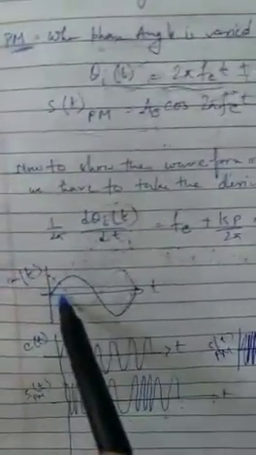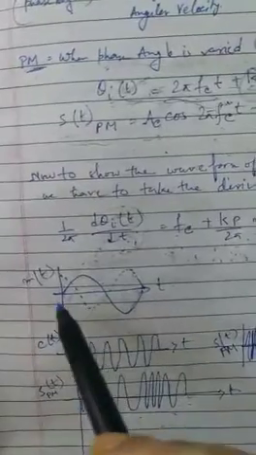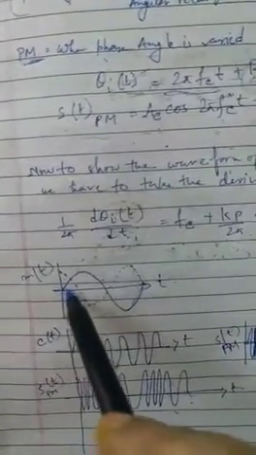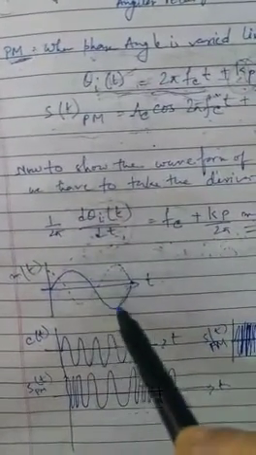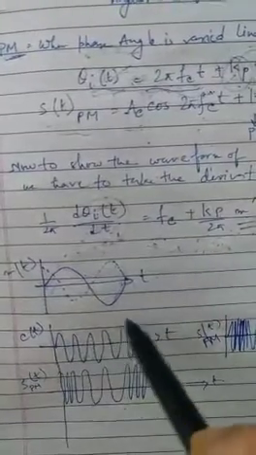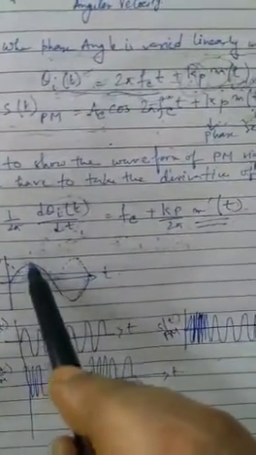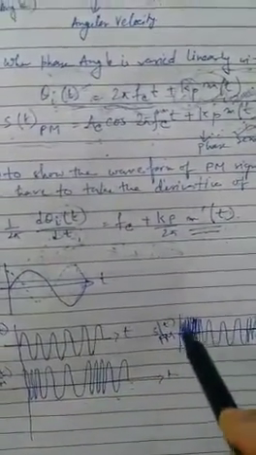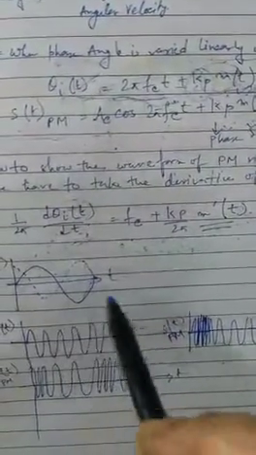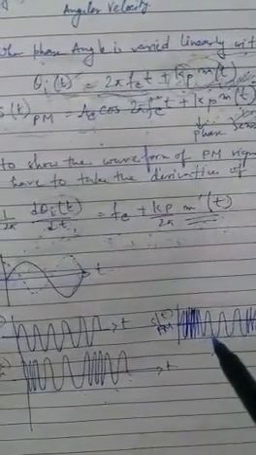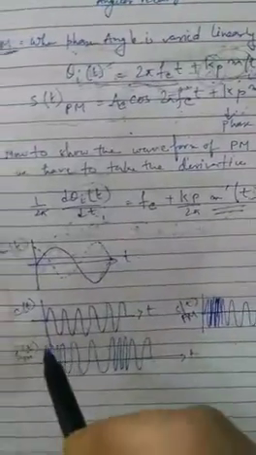Now here you can see that I have taken the sine function. It is starting from 0, and this is a low frequency message signal, and this is the high frequency carrier signal. For the positive peak, it created the dense frequency. For the negative peak, it created the lower frequency for the frequency modulated signal.